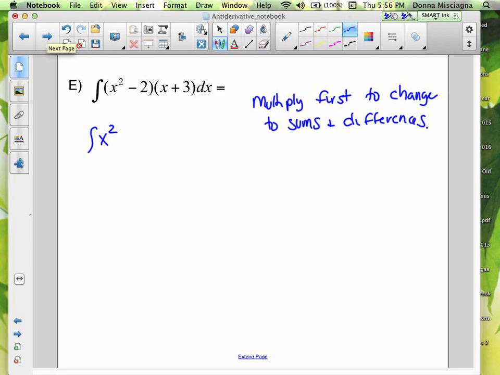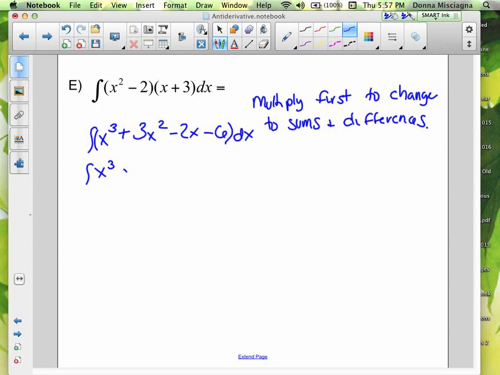So we have x squared times x is x cubed. So we have x cubed plus 3x squared. I'll multiply those outer terms first, and then minus 2x, and then minus 6. Okay? So all I've done is I've multiplied the x squared minus 2 times the x plus 3. No like terms here. And then now we'll just take the integral of each of our terms.